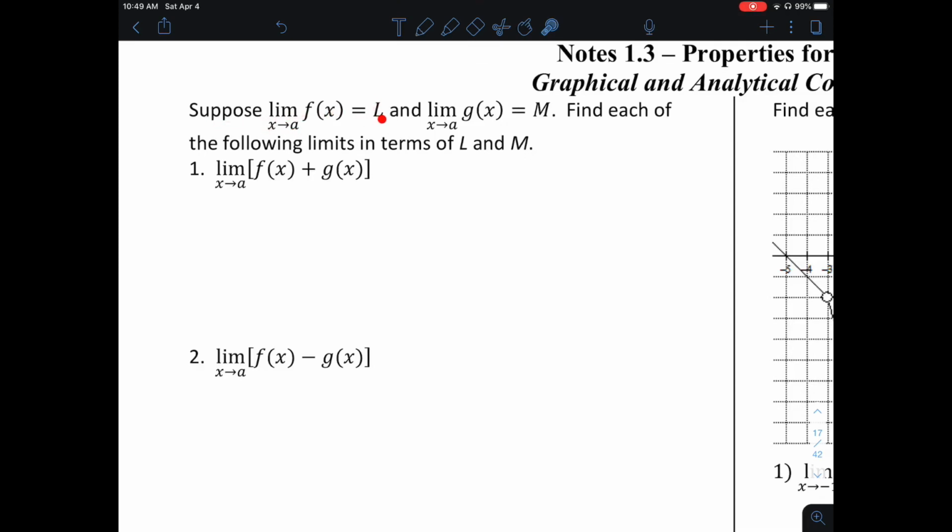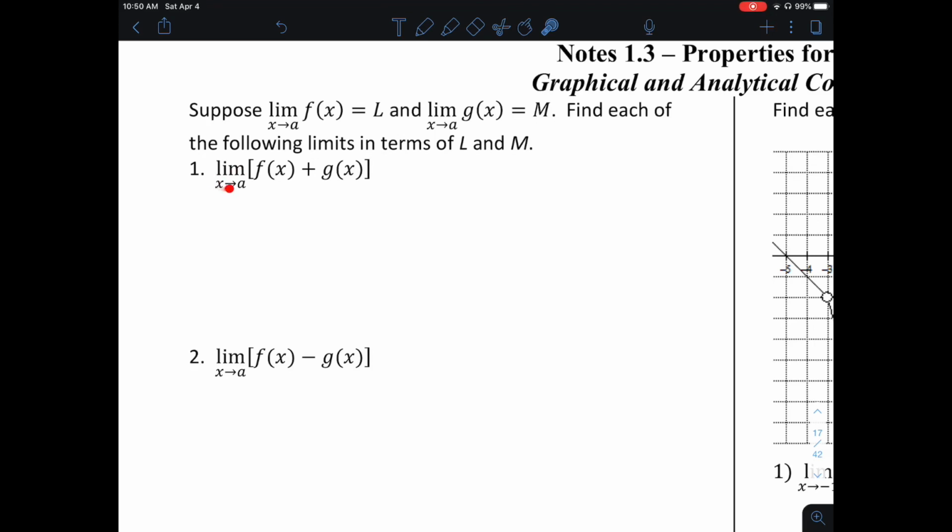Suppose the limit of f of x as x approaches a equals capital L, and the limit of g of x as x approaches a is capital M. Find each of the following limits in terms of L and M. That means we're going to have L's and M's in our answers. So this first property, it's giving you part of the property, we're going to finish the property.